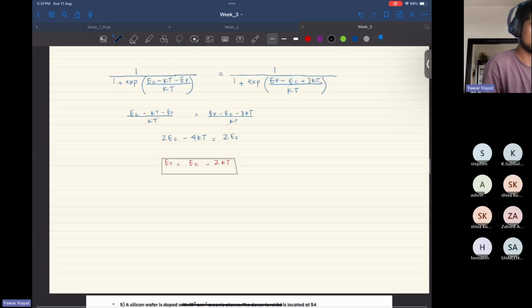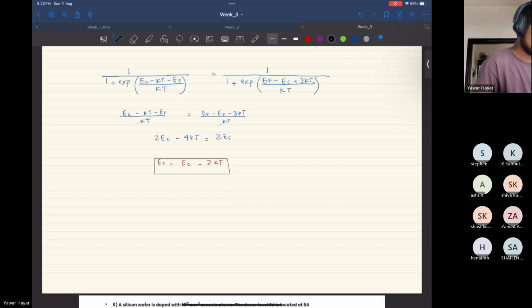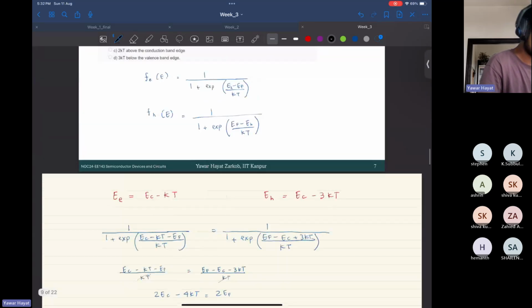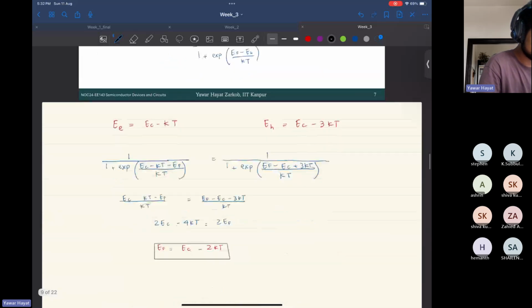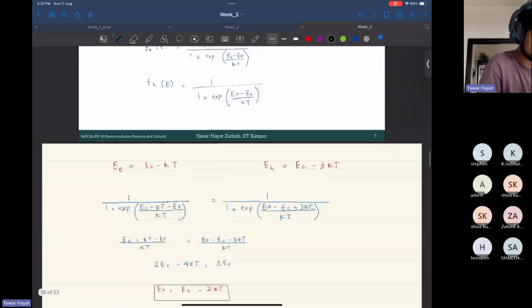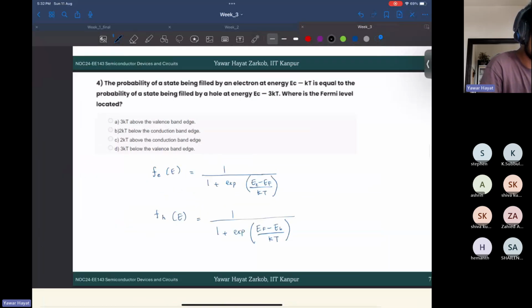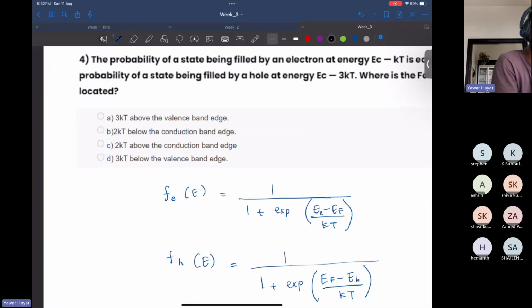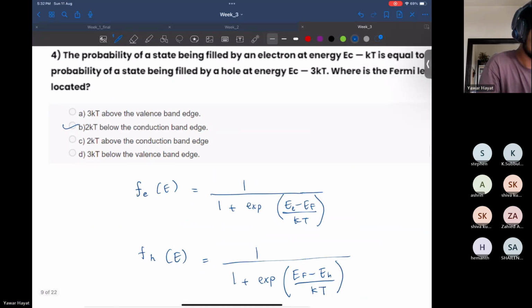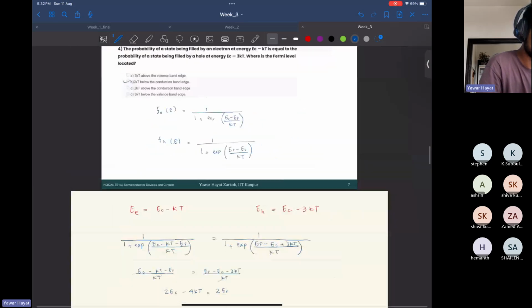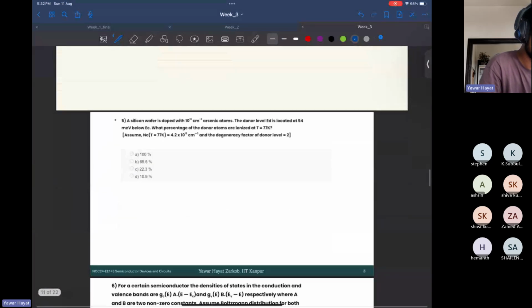Right, this is done. So which option is correct then? This is actually below the conduction band edge; it is 2KT below the conduction band edge. So option B is correct. This was pretty straightforward, right? So I guess I should go ahead.